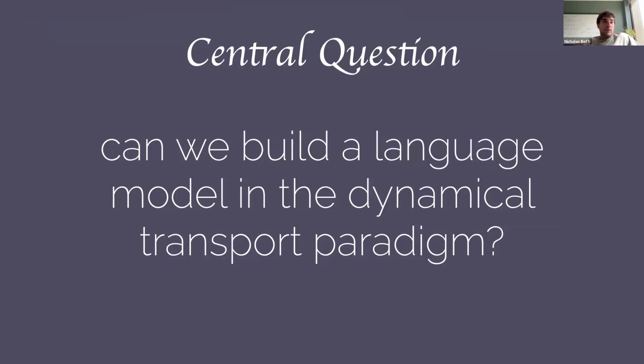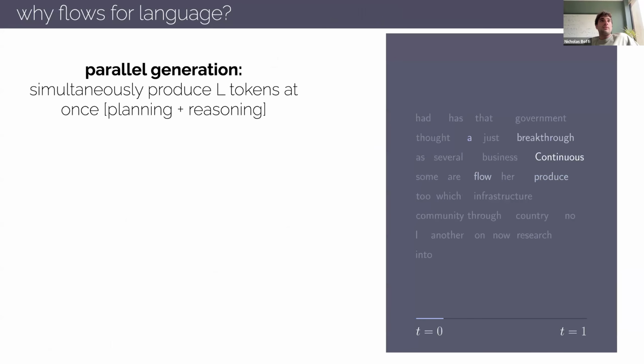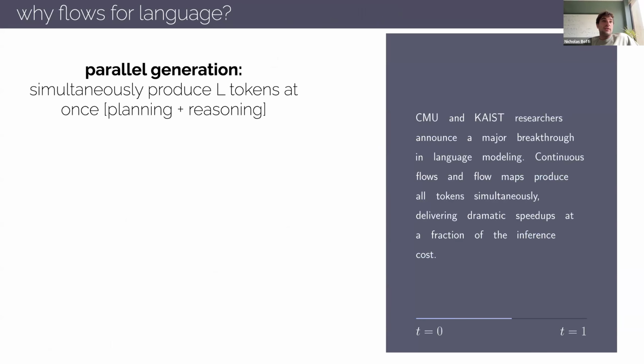So the central question that I want to ask today is, can we build a language model in this dynamical measure transport paradigm? And would this be a good idea? Would it actually be useful? Okay, so let's focus on this latter question. Why would you care about using a flow for something like language generation?